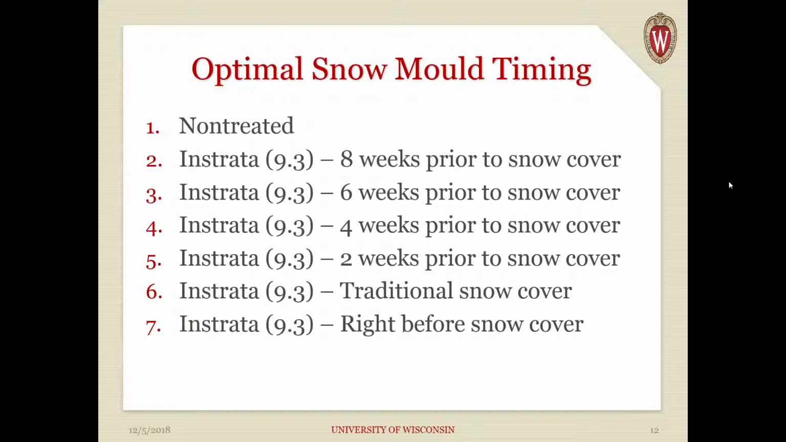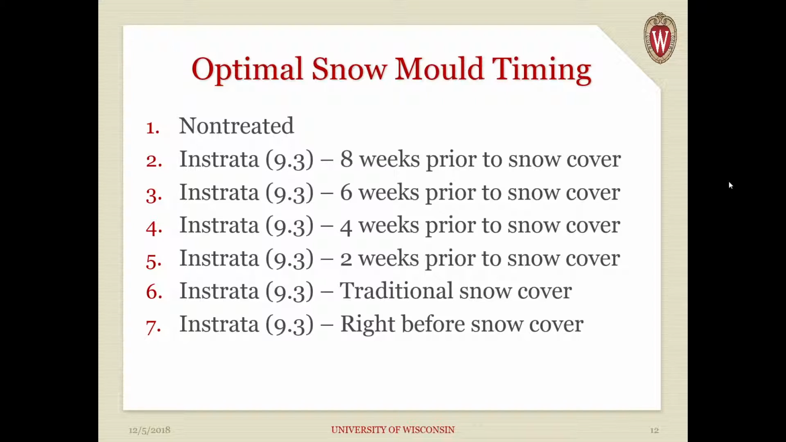at various different timings throughout the fall. So what we did with this study is we selected 3 sites, one in northern Wisconsin that has very heavy snow mold pressure, one in central Wisconsin that has moderate levels of snow mold pressure, and then one here down in Madison that has low to moderate levels of snow mold pressure. For each one of those sites, we selected a date that is a traditional date of first snow cover. For the northern Wisconsin site in Minocqua, that was November 1st. For the central Wisconsin site, that was November 15th. And for the Madison site, that was December 1st.